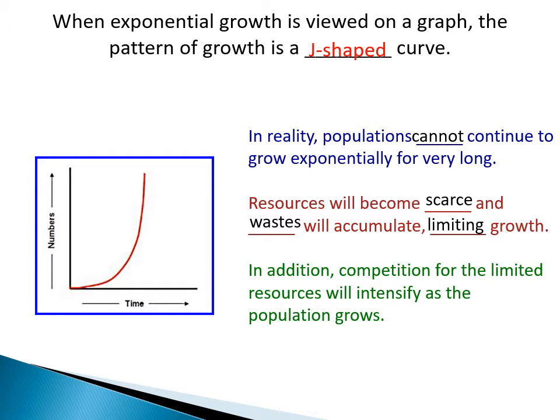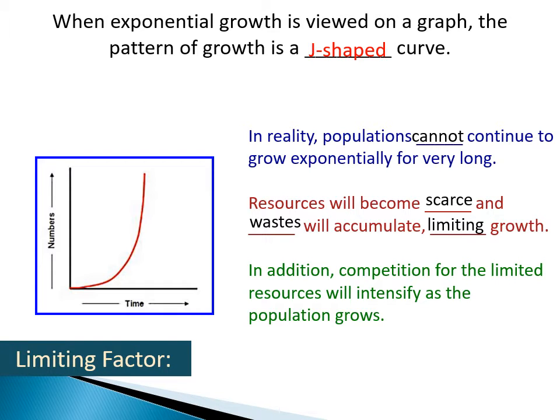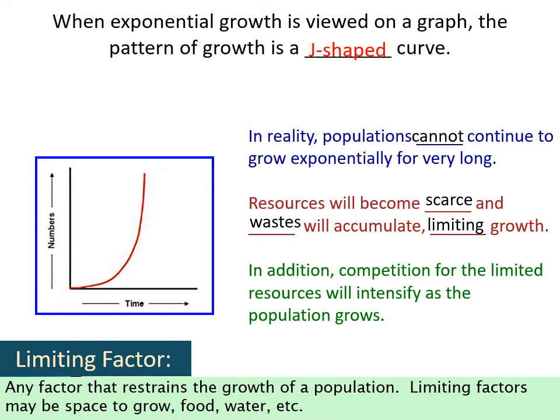All right, competition for these resources also intensifies their inability to continue to grow this way, because on top of competing with each other, they're also competing typically with other species as well. So these things that limit your population size are called limiting factors, all right? Any factor that restrains the growth of a population. And so your typical ones are space, food, water, all right? Those are the big ones.